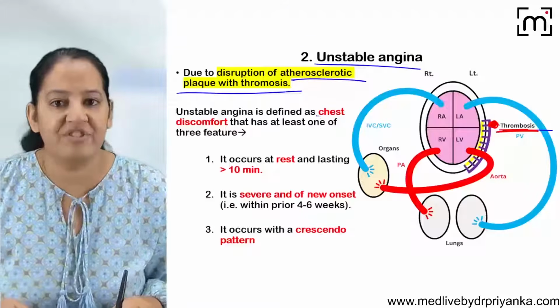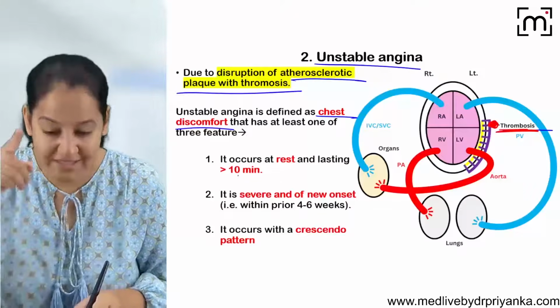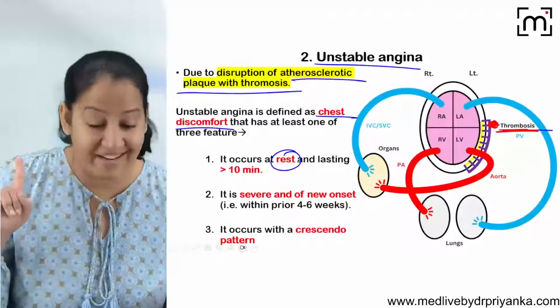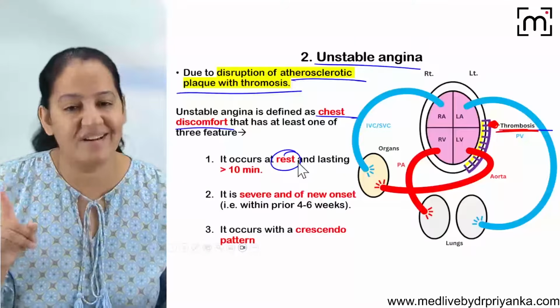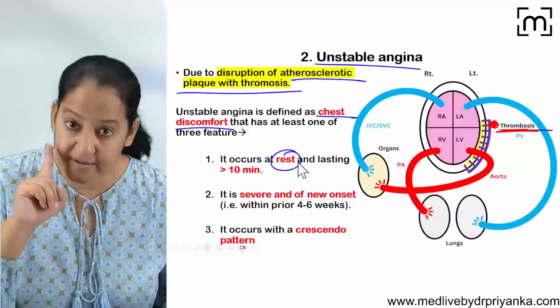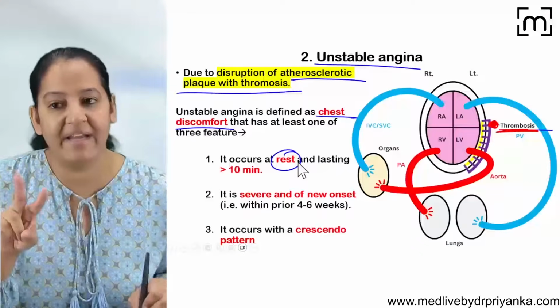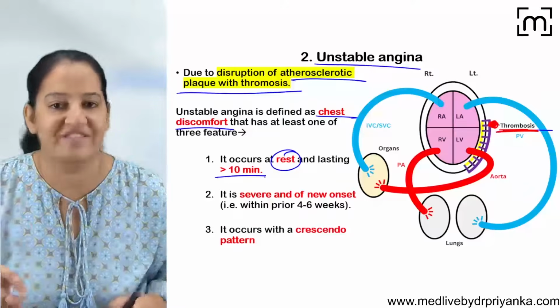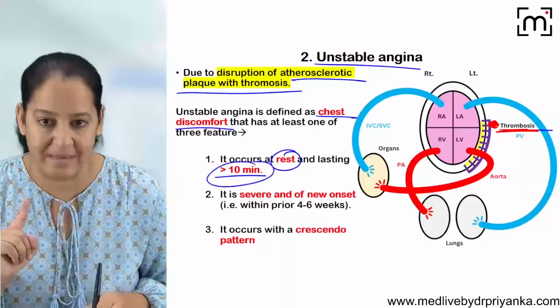Here also the patient has chest discomfort, but see the three features. The patient has chest discomfort even at rest. In contrast to classical angina, where the patient had chest discomfort only at exertion, not at rest, here it occurs at rest also. The second finding: in classical angina, it lasts for 2 to 5 minutes. Here it lasts for more than 10 minutes.